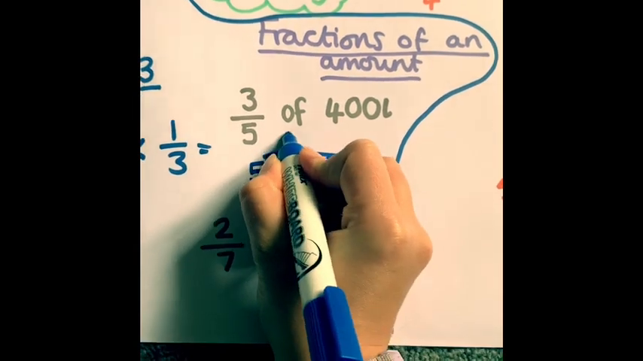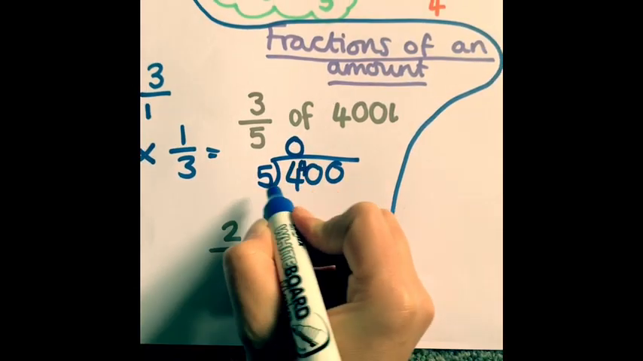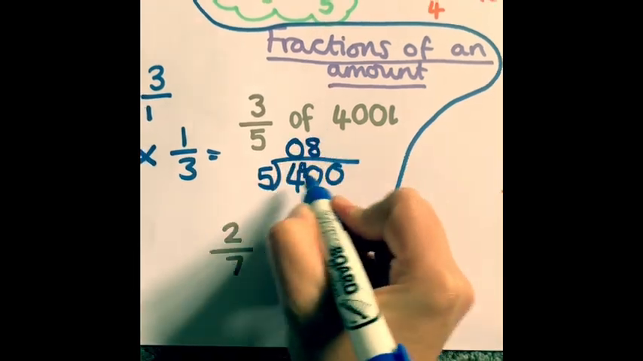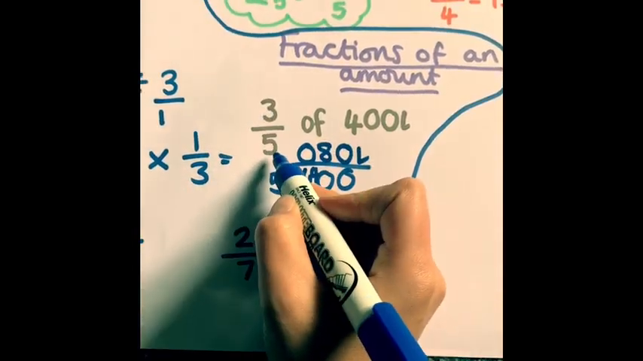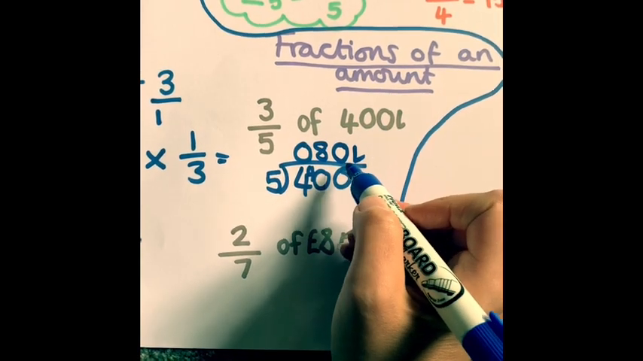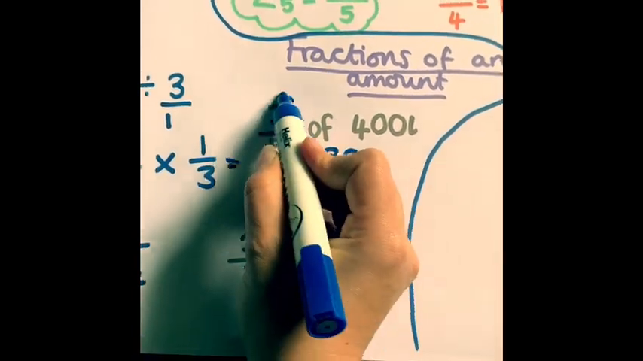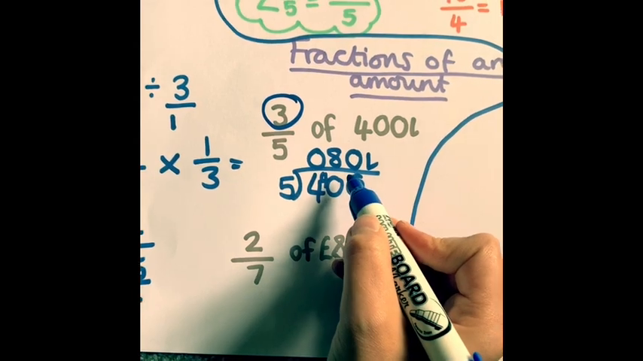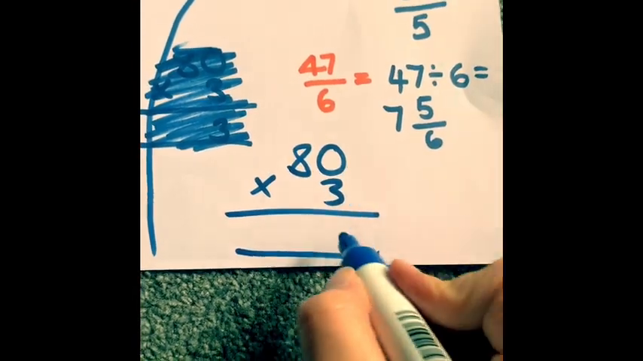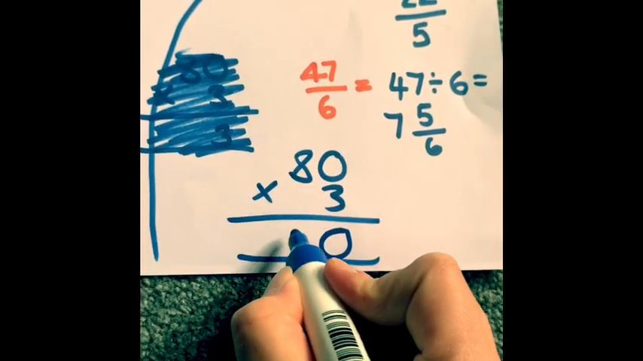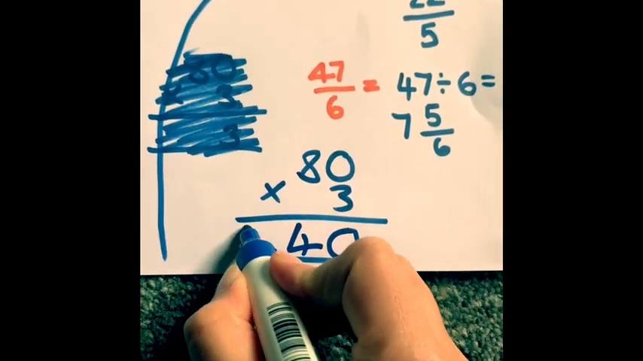So 5 into 4, we can't do it, so we pass it over. 5 into 40, we know that it's 8 times. 5 into 0 is 0. So I know that 1/5 of 400 is 80 litres, but I need 3/5. So I'm going to times this answer by 3. So we've got 80 times by 3. 0 times 3 is 0. 8 times 3 is 24. And then I can carry that 2 back up.